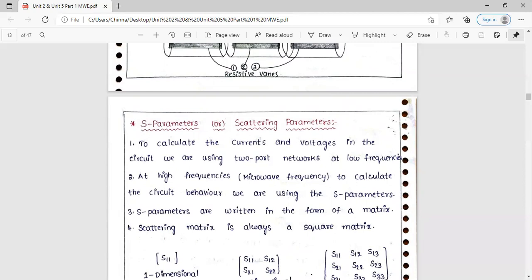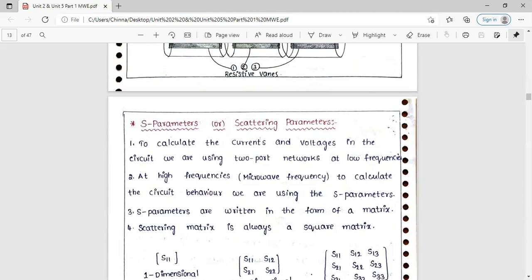To calculate the current and voltages in a circuit, we use the two-port network at low frequencies. But in microwaves, we prefer high frequencies. So at high frequencies, to calculate the circuit behavior, we use the S parameters. S parameters are scattering parameters, which are used for very high frequencies.